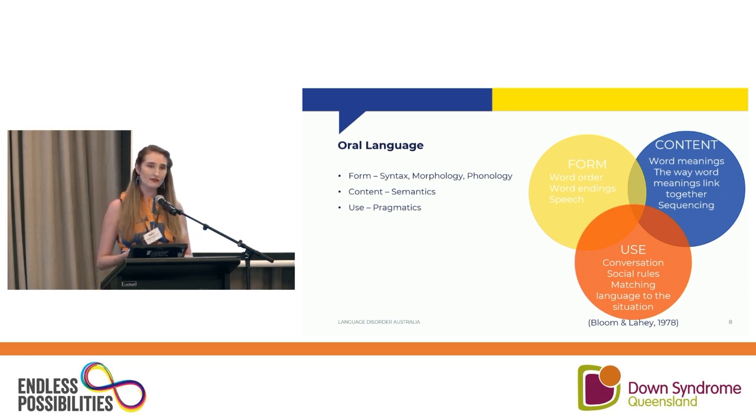Now, the next area that form also covers is speech. The speech sounds, or the phonology, is what makes our language unique from other languages. So thinking about English, or Australian English more specifically, all the individual sounds we're pronouncing to use in our words. So that's also an important part of our communication.